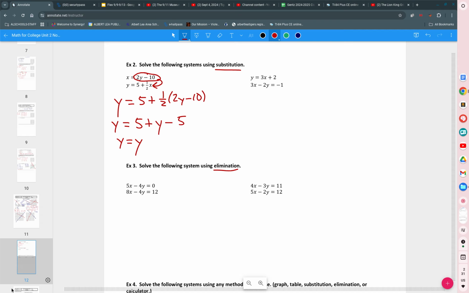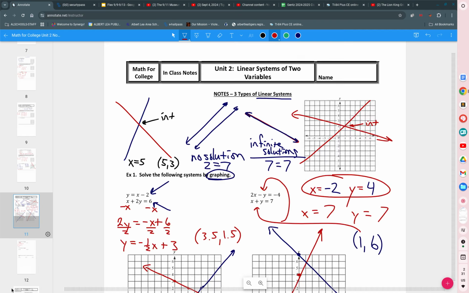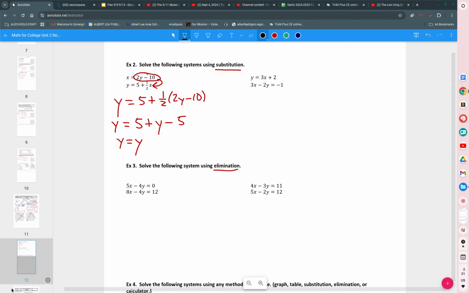You're correct that it's an interesting solution, but is it going to be the infinite solution or the no solution? If you get something equal to itself, that means it's an infinite solution. It means that it's simply one line on top of the other one. And so in this case, we say infinite solutions.